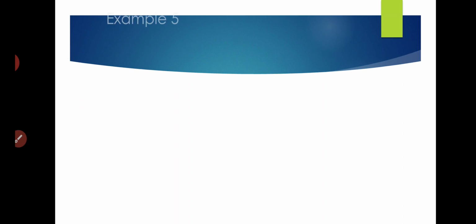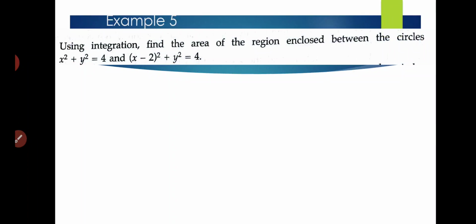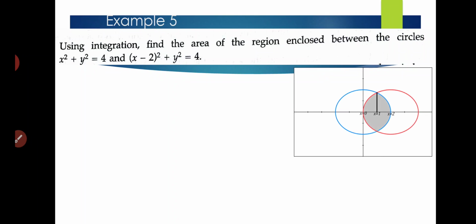Number 5. Using integration, find the area of the region enclosed between the circles x square plus y square equals to 4 and x minus 2 whole square plus y square equals to 4. So if you draw the circles, you will see that x square plus y square equals to 4 is a circle with center at origin and radius 2, and x minus 2 whole square plus y square equals to 4 is a circle with center at 2, 0 and radius 2. If you draw these two, you can see the overlapping region where you need to find the area.